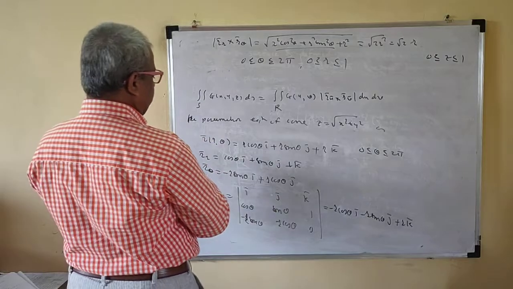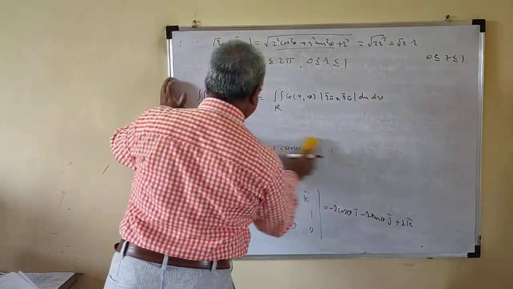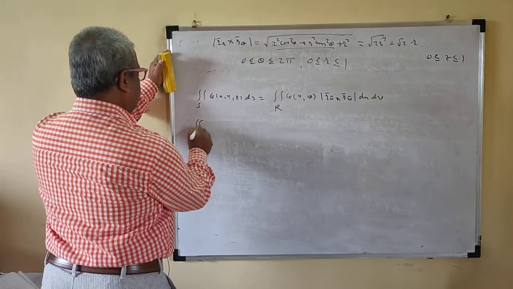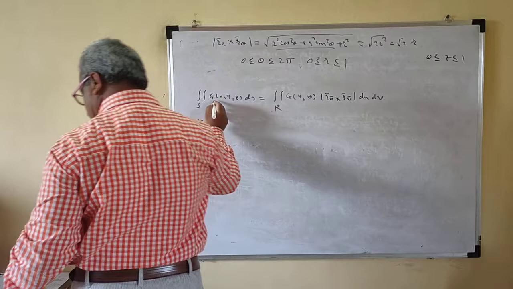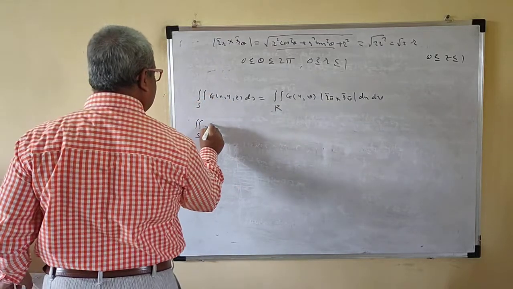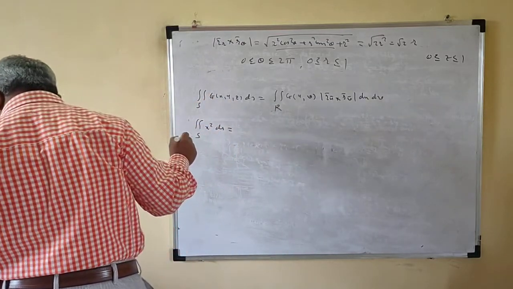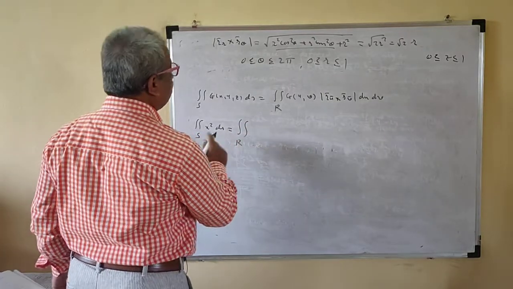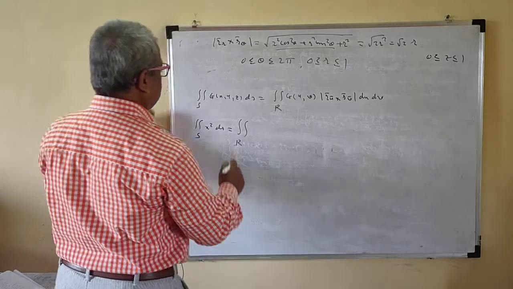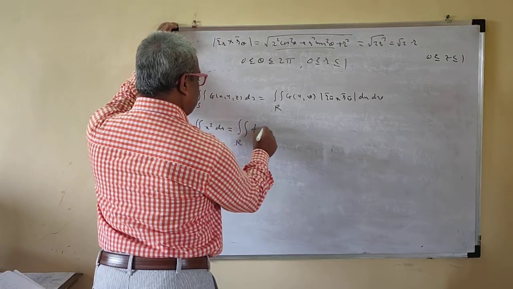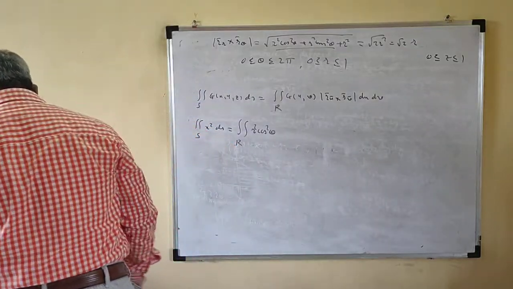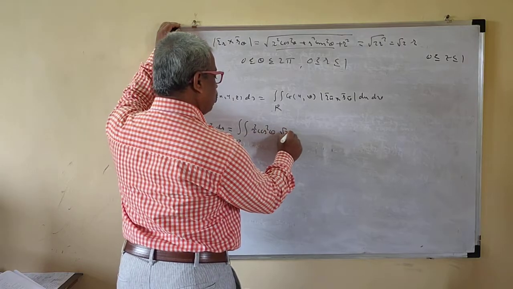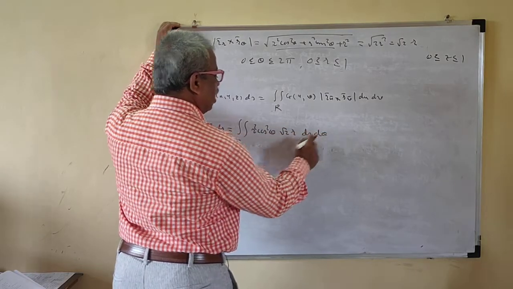Okay, now we'll integrate this. So the double integral over S of x square dS is equal to the double integral over R. Your x is r cos theta, so x square is r square cos square theta. Okay, so mod of this is root 2 r, dr d theta.